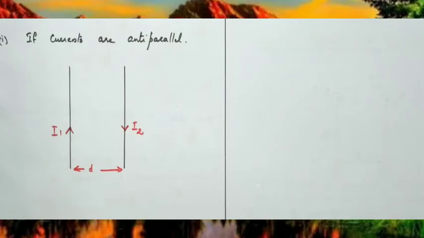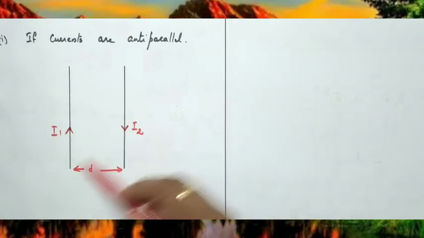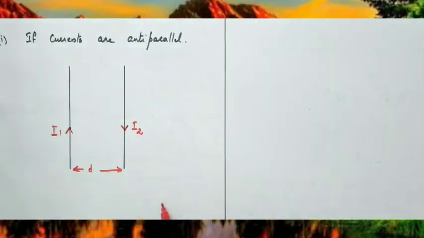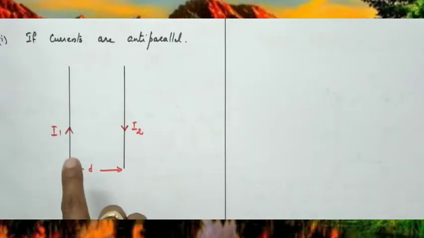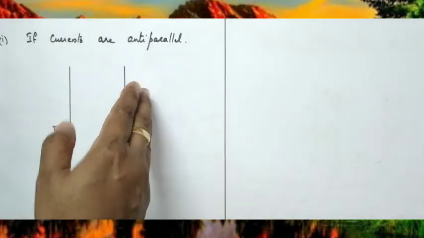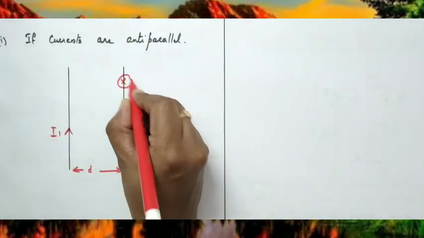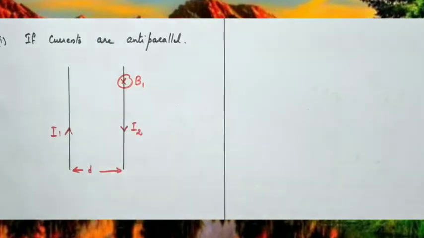What happens if currents are anti-parallel? That means one current is in the upward direction and another in the downward direction. So currents are in the opposite direction. Now what is the direction of magnetic field? Due to current I1, the direction of magnetic field is into the plane. So that is B1. There is no change in formula for B1. Formula, everything same as that of the first case.